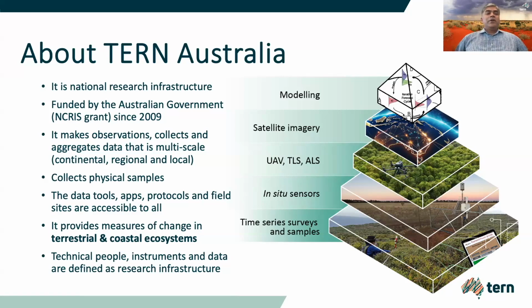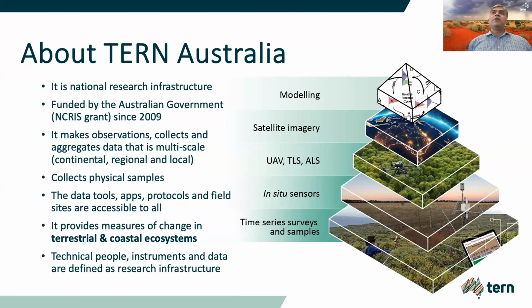TERN is a network, and we collect data at different scales. The observatory works at the continental scale. These are predominantly remote sensing products and model-derived products. These are spatial and time series data, and a fair bit of them are time series as well.